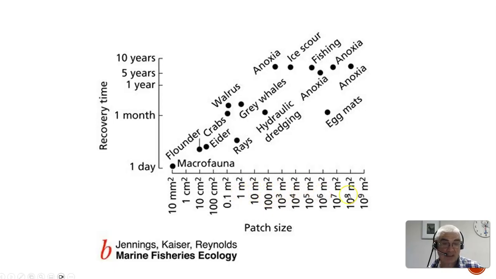So this is a patch size. How big a scale does this activity take place over? And then how long it would take for an environment to recover. And this is a very big generalization, but if you look at fishing, which is up here, you can see that's regarded as a large-scale impact, and that if you stopped it tomorrow, it would take between 5 and 10 years for environments to recover.